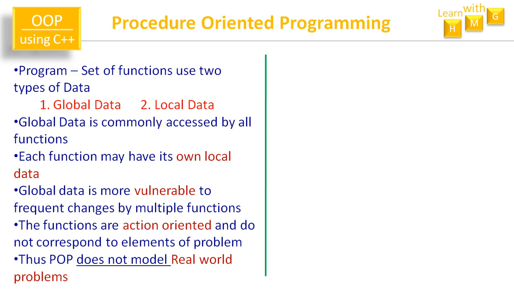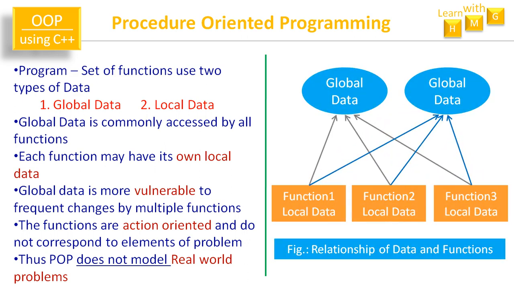All these are the real entities, real time entities, and these are not modeled using the POP approach. Now this is a diagram of the relationship of data and functions. There are three functions. Function 1 has its own local data, function 2 has its own local data, function 3 has its own local data, and there is global data also in a program. This global data is commonly accessible to all these three functions.